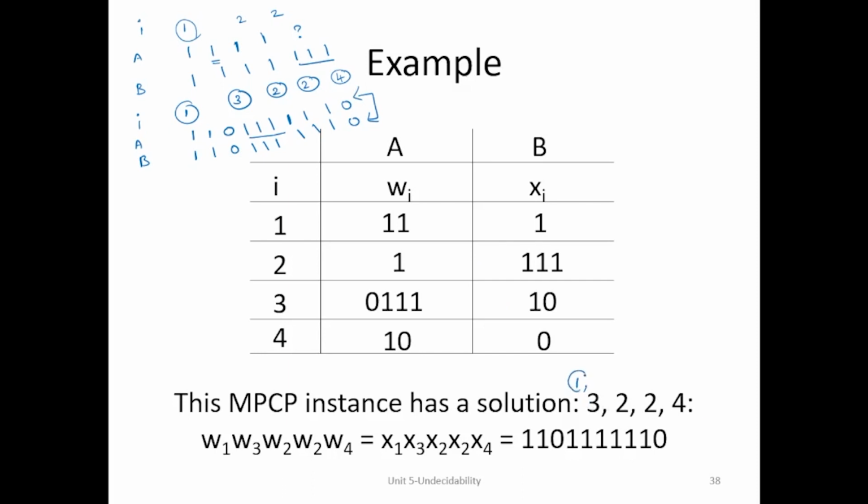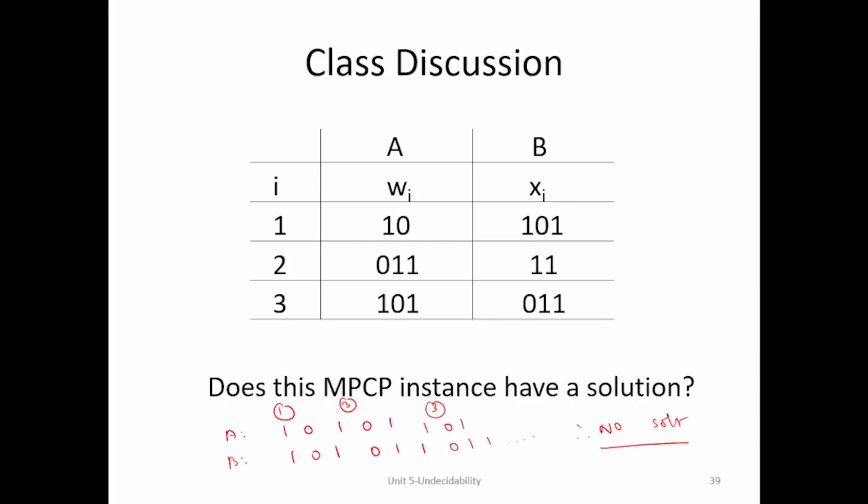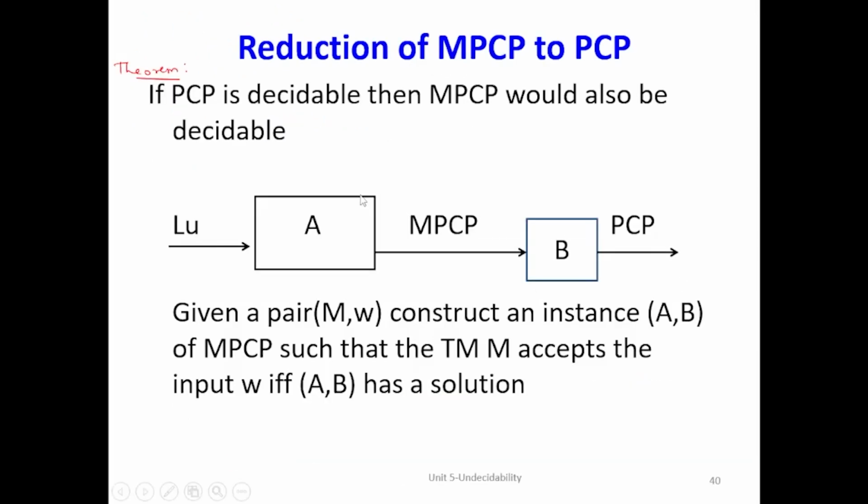So if an instance starts with 1, the solution is MPCP. If you find a solution and the solution does not start with 1, those solutions are called PCP. So this is the difference between PCP and MPCP. And there is a theorem relating PCP and MPCP. If PCP is a decidable problem, then MPCP would also be a decidable one.